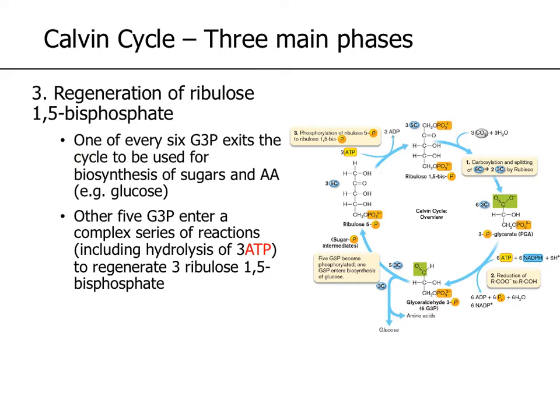So then it's like, well, if I'm just going to reuse it, what happened? How am I actually going to start making molecules, using some of that for biosynthesis? One of every 6 G3P molecules can actually exit the cycle and be used for biosynthesis. The other 5 go through a complex series of reactions, and I don't expect you to know those reactions, but those are going to get used to regenerate the ribulose-1,5-bisphosphate so that the cycle can go through again.